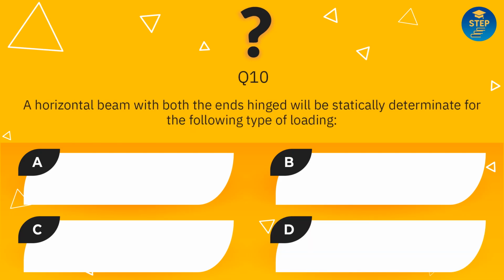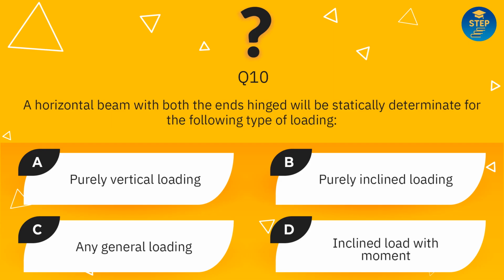A horizontal beam with both the ends hinged will be statically determinate for the following type of loading. Purely vertical loading, purely inclined loading, any general loading, inclined load with moment. Answer is purely vertical loading.